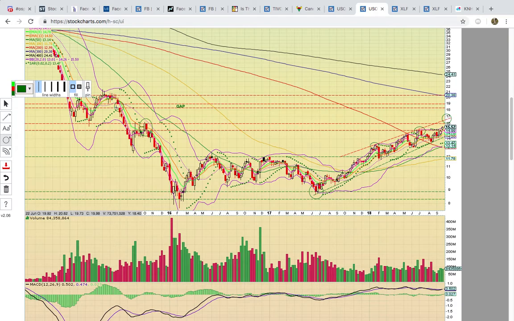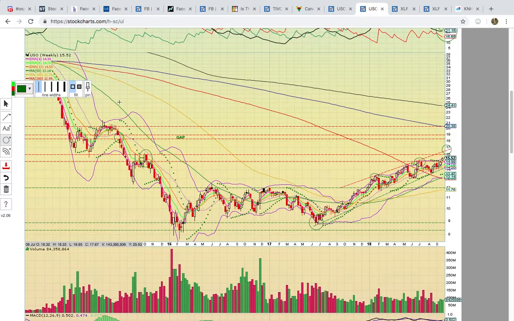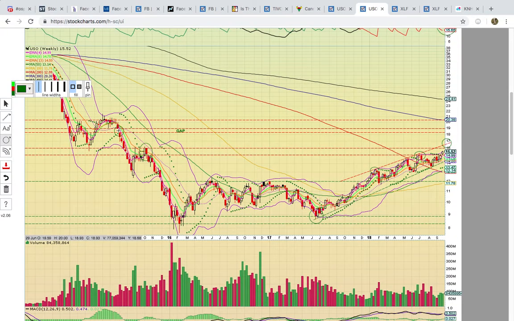There is an unfilled gap from back here in 2015, between the last week of June and the first week of July 2015, on this weekly chart. Having an unfilled gap does set it up for a nice target above. So keep an eye on this 18 and 19 level. That's the gap level.